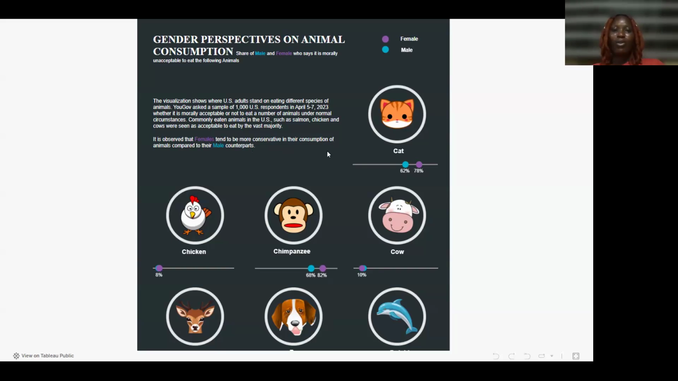So the females tend to be more conservative in their consumption of animals. So 78% of the females feel it's wrong to consume a cat, and I guess because cats are more pet-like than seen as food. So 78% of the females said it is wrong to consume cat, compared to their male counterparts, where about 62% felt it was wrong.